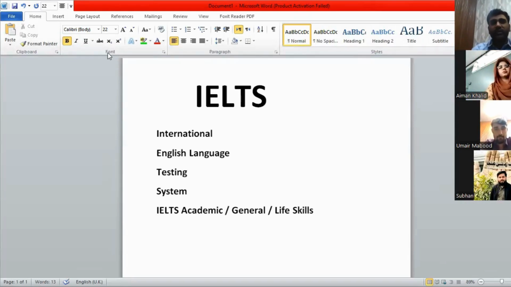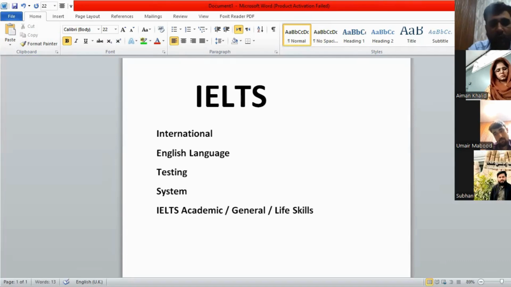All right, guys. So we are starting knowing about IELTS, what it stands for. The very first thing you need to familiarize the students with is the word IELTS. It stands for International English Language Testing System. Now we have IELTS Academic and IELTS General, right? Those students who want to go for study to any country are supposed to do academic IELTS.